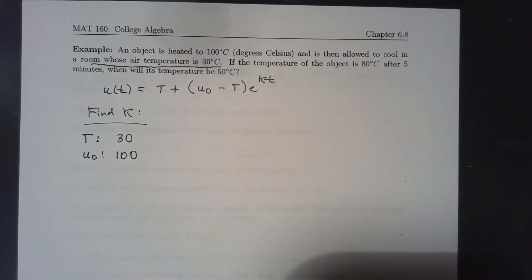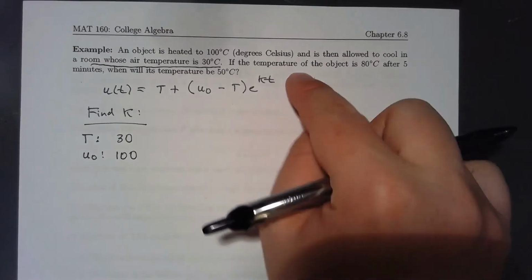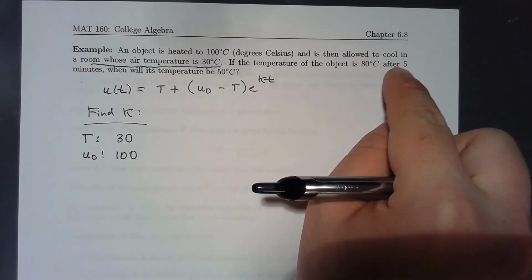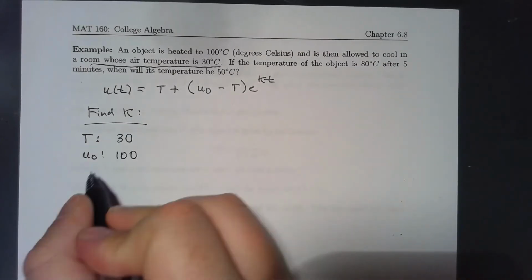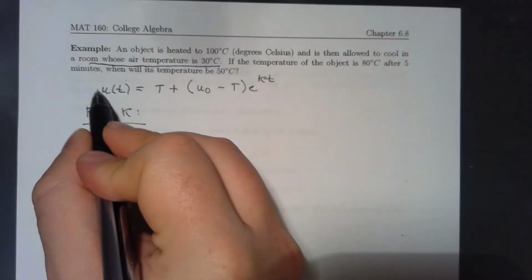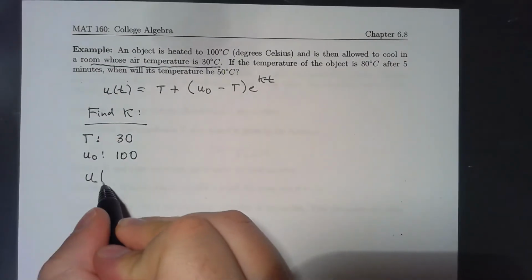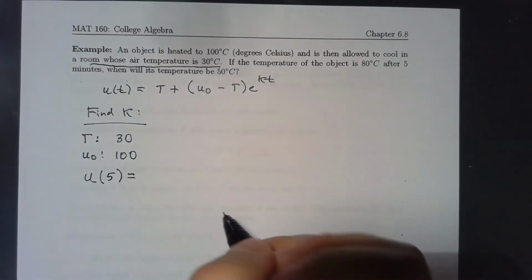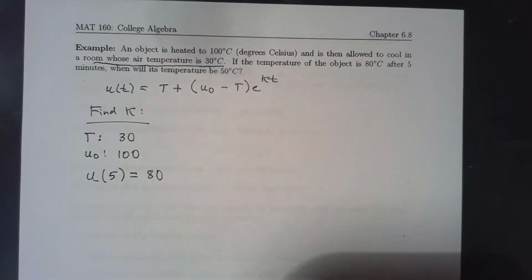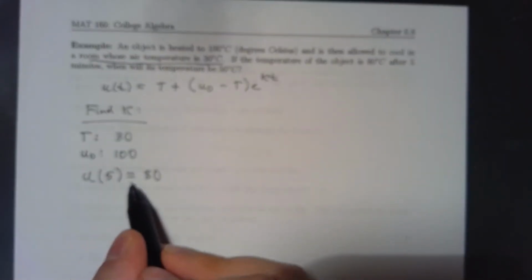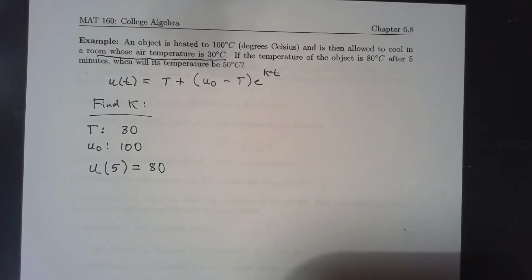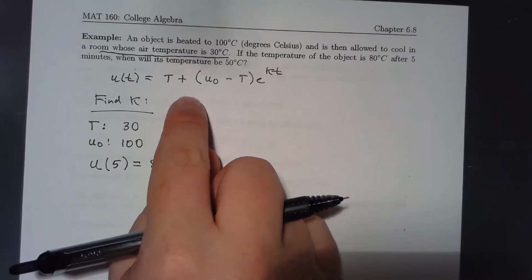Alright. Now, if the temperature of the object is 80 degrees Celsius after 5 minutes, so this right here is the temperature of the object after a set amount of time. So after 5 minutes, the temperature is what? 80 degrees. This is the temperature after 5 minutes equals 80 degrees. So this is my given information. I want to use this to find K.